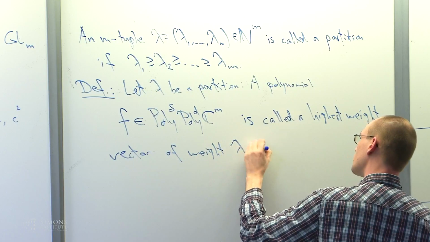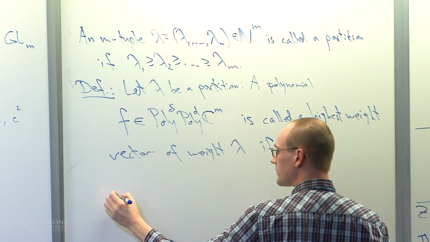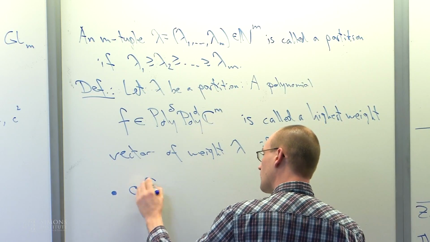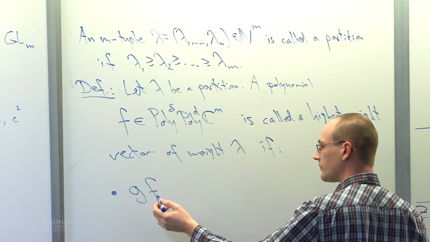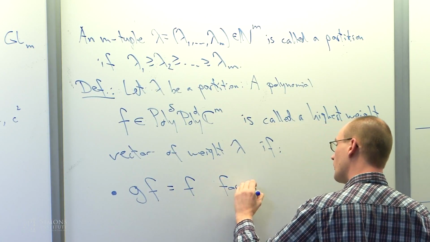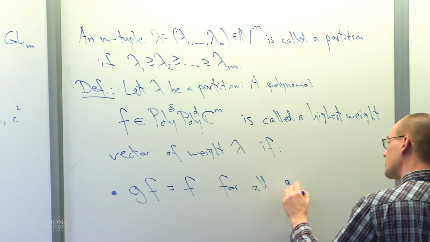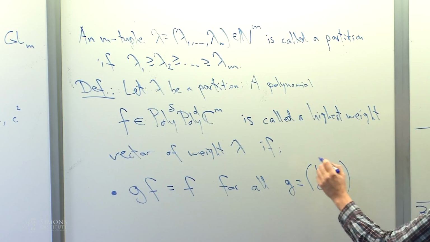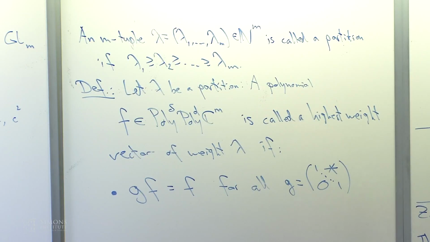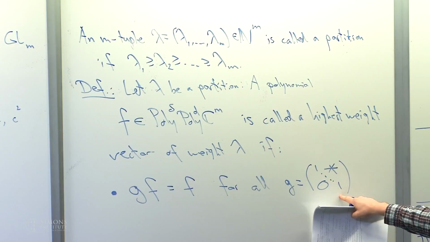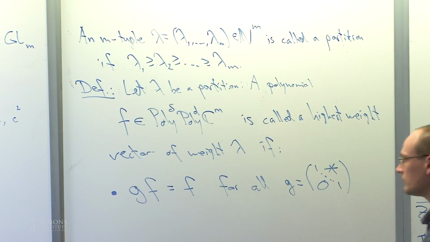where the following holds. Two properties define this, and one of them is: if you apply g to f, then this should just be f, as long as g is upper triangular with ones on the main diagonal. Okay. So for example, the discriminant has this property because the determinant of these is just 1. Okay, so that is true.